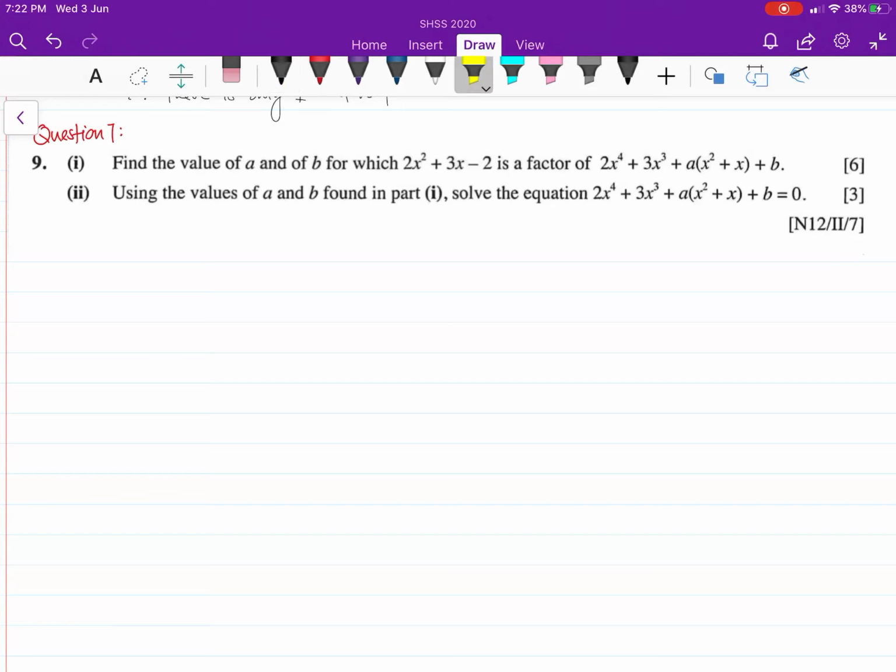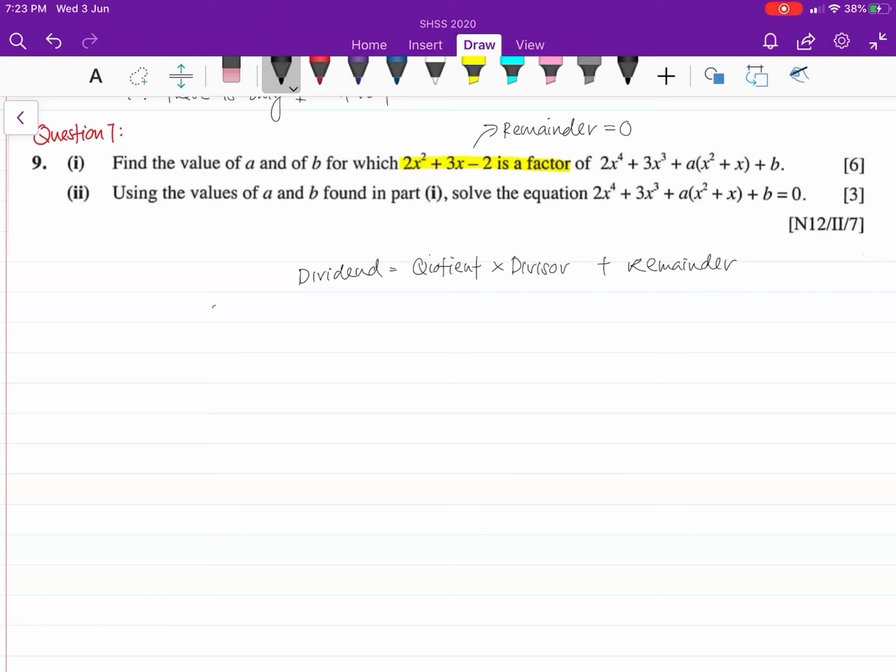Now, the moment you see that this is a factor, the first thing that should come to your mind is that the remainder is 0. Okay, and if the remainder is 0, we can then write the famous statement that we always write, which is the dividend equals quotient multiplied by divisor plus remainder.